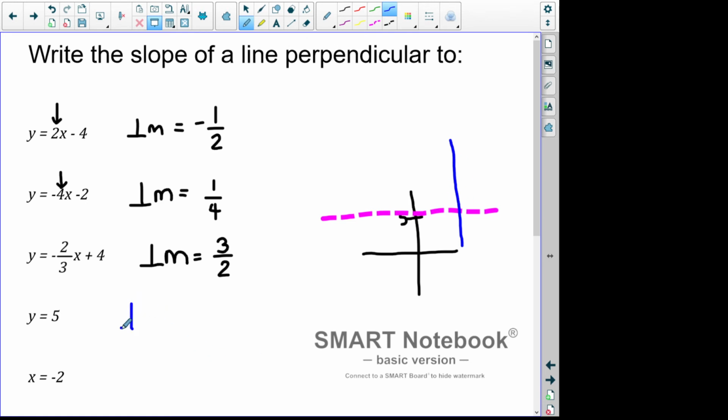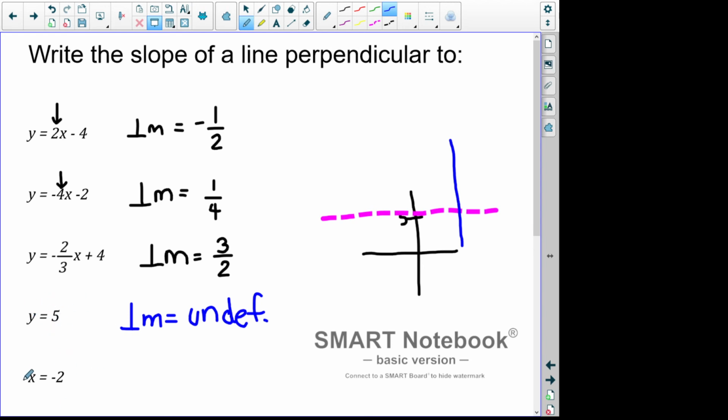So my perpendicular slope here is going to be undefined. It doesn't exist. And that's an important concept to understand. This has a slope of 0, as y equals 0x plus 5. And the reciprocal of 0 is 1/0, which is undefined. So we have a slope of undefined for a line perpendicular to this one.